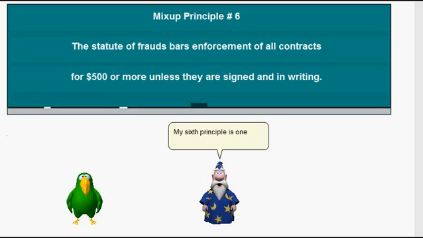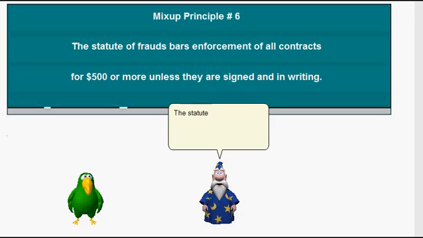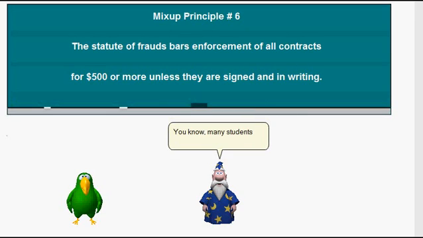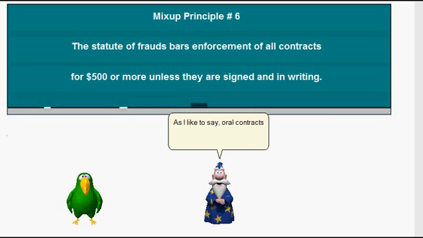My sixth principle is one of the easiest. It deals with a statute of frauds. Look at the chalkboard. The principle is the following. The statute of frauds bars enforcement of all contracts for $500 or more unless they are signed and in writing. You know, many students forget this principle. But they really shouldn't. It is very important. Why is that? The answer is that all contracts worth litigating are for $500 or more. Accordingly, courts almost never enforce unwritten agreements. As I like to say, oral contracts are not worth the paper they are written on.